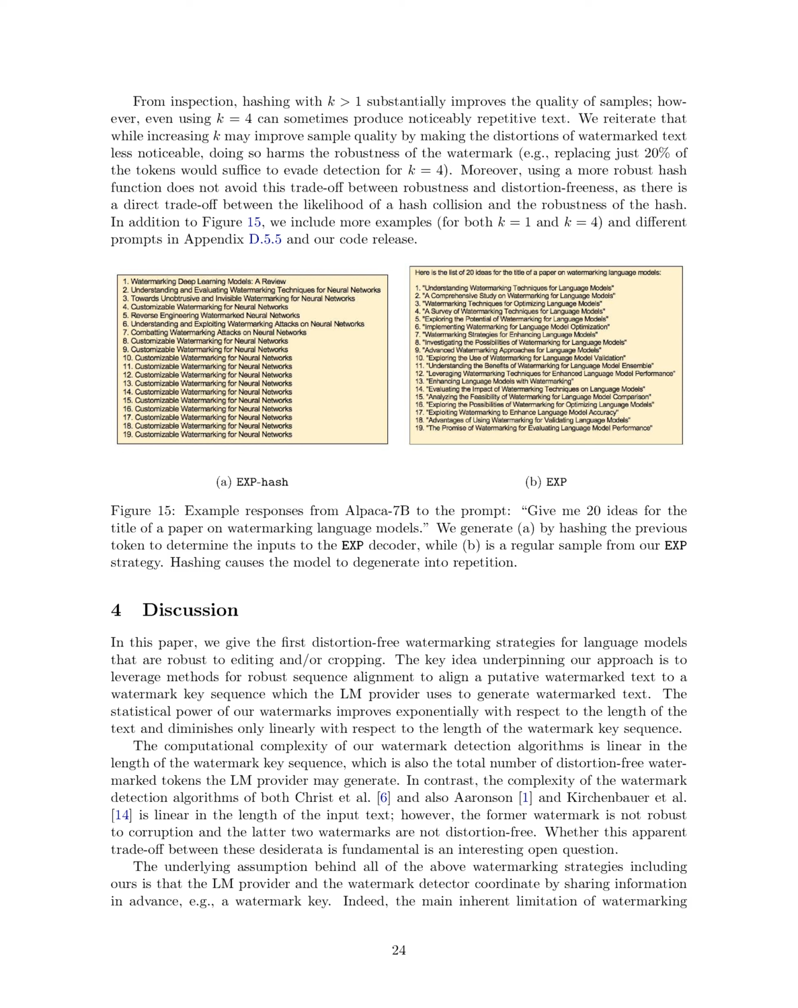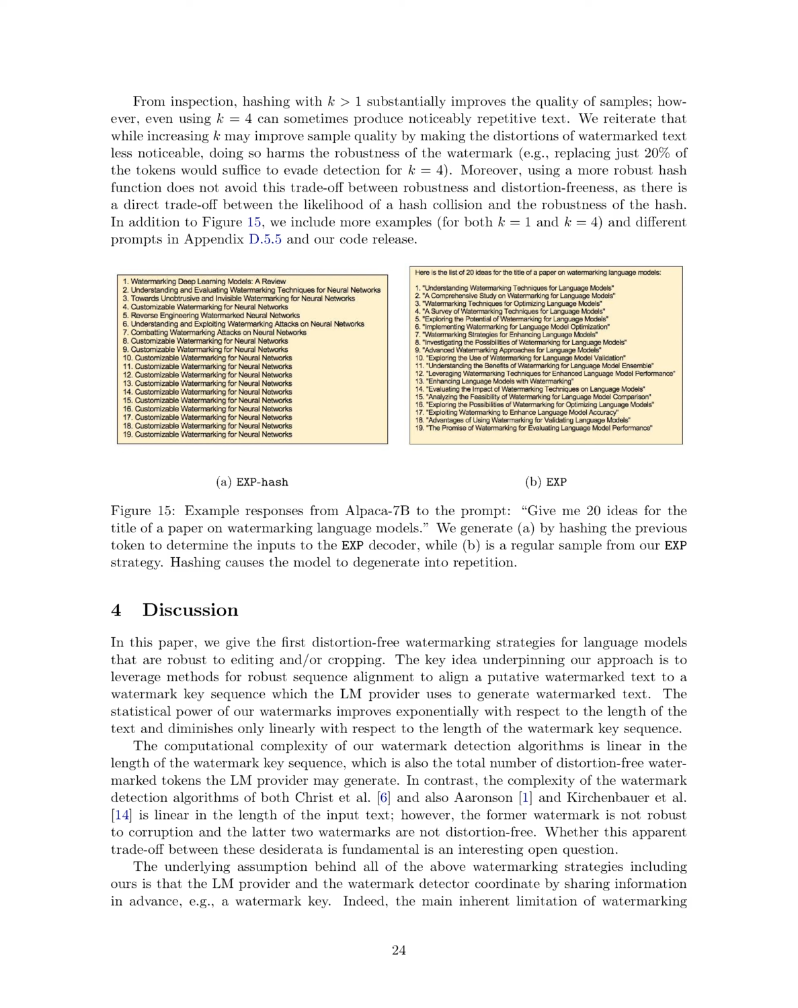Section 4 Discussion. In this discussion, we present the first ever watermarking techniques for language models that remain intact even after editing or cropping. Our approach is based on the concept of using robust sequence alignment methods to align a potentially watermarked text with a watermark key sequence. This key sequence is used by the language model provider to create watermark text.